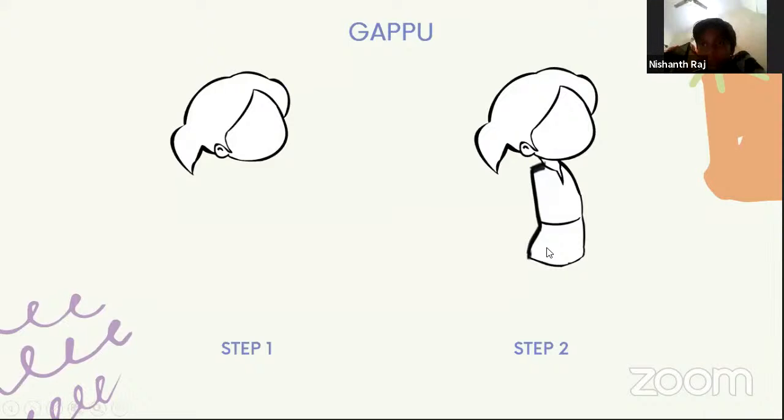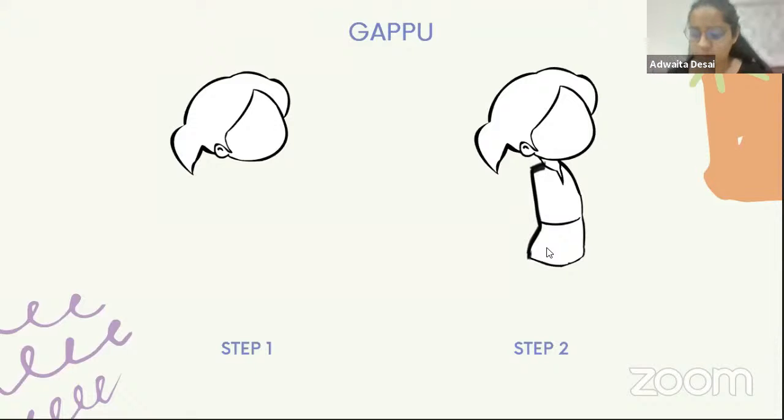Everybody has to draw step by step. You do not have to rush at all, take your time, draw carefully with full focus. We have time, okay? So don't rush. Slowly and steadily. First you have to draw Gappu's face. First you will draw the face, then you will draw the hair, and then you will draw the pony.